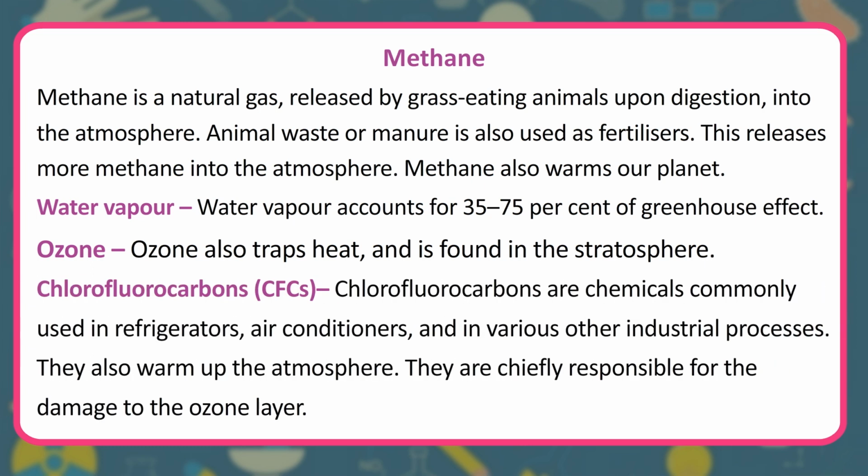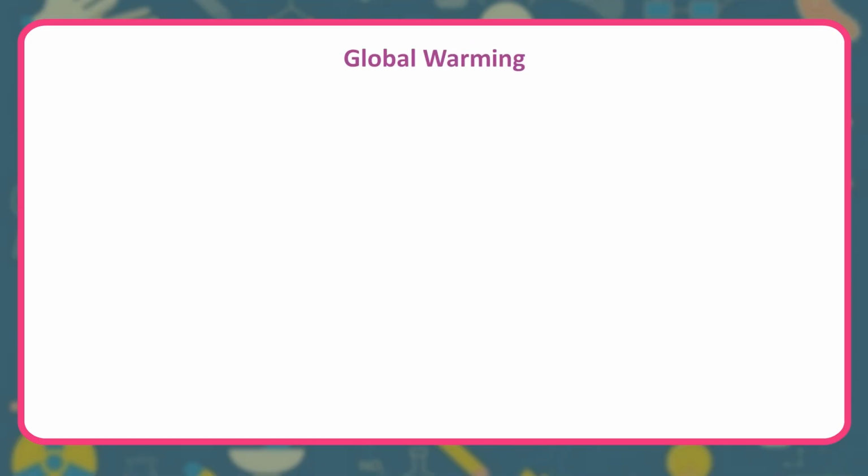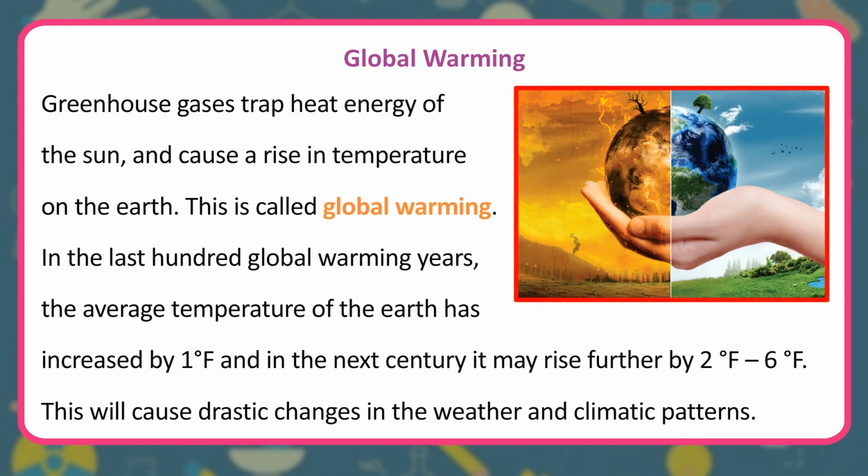Chlorofluorocarbons, CFCs. Chlorofluorocarbons are chemicals commonly used in refrigerators, air conditioners, and in various other industrial processes. They also warm up the atmosphere. They are chiefly responsible for the damage to the ozone layer. Global warming. Greenhouse gases trap heat energy of the sun and cause a rise in temperature on the earth. This is called global warming.